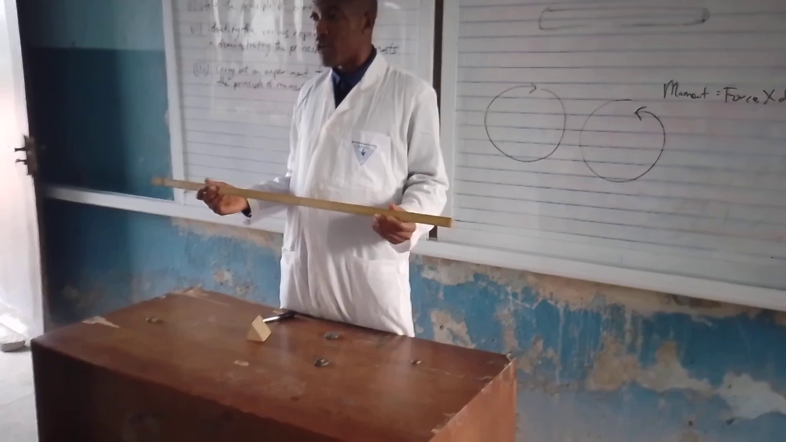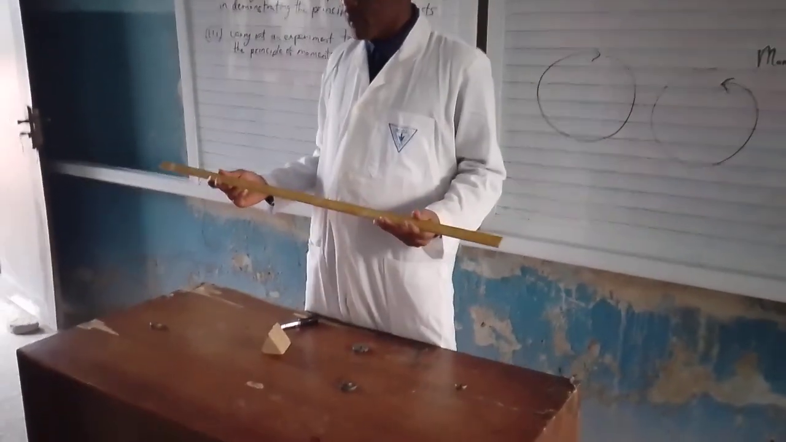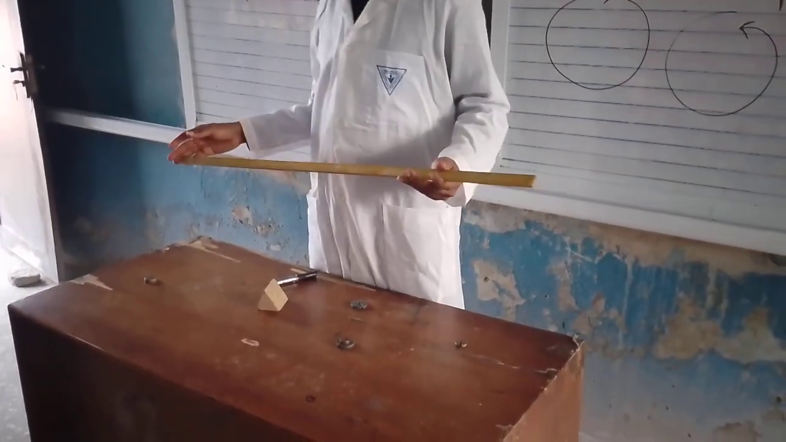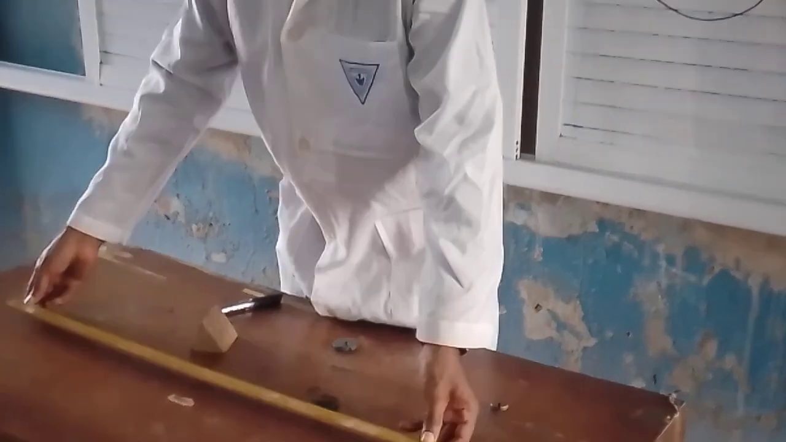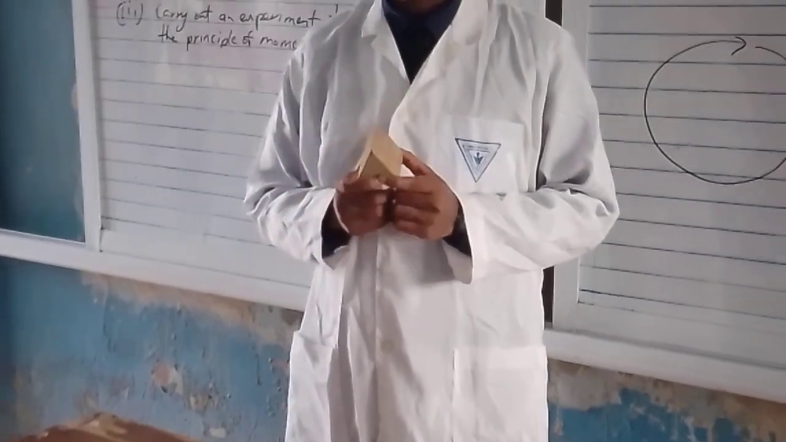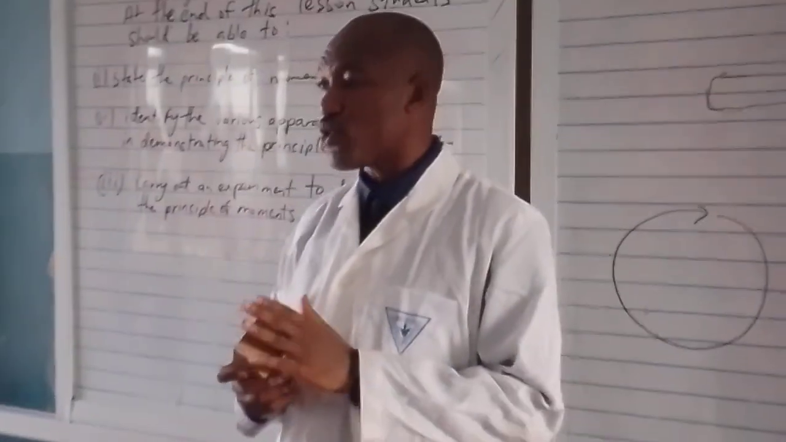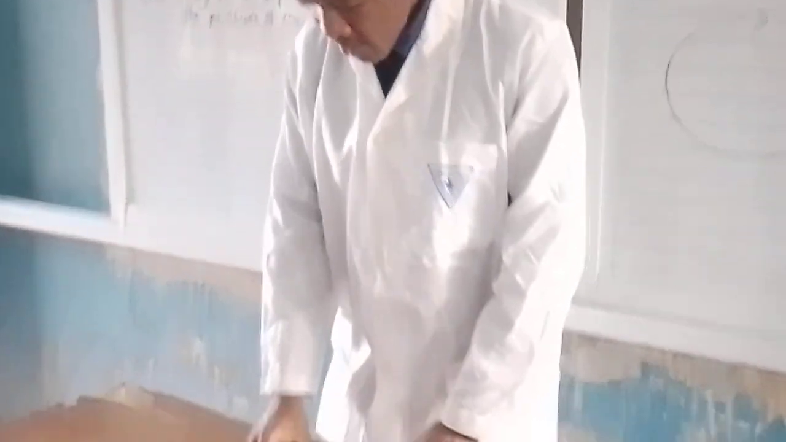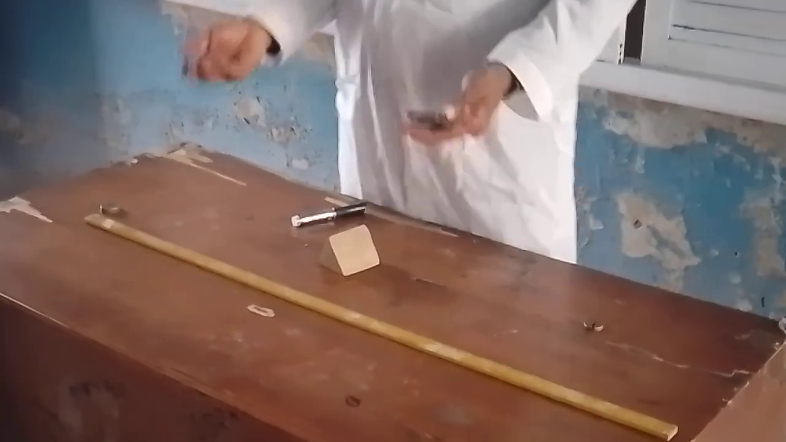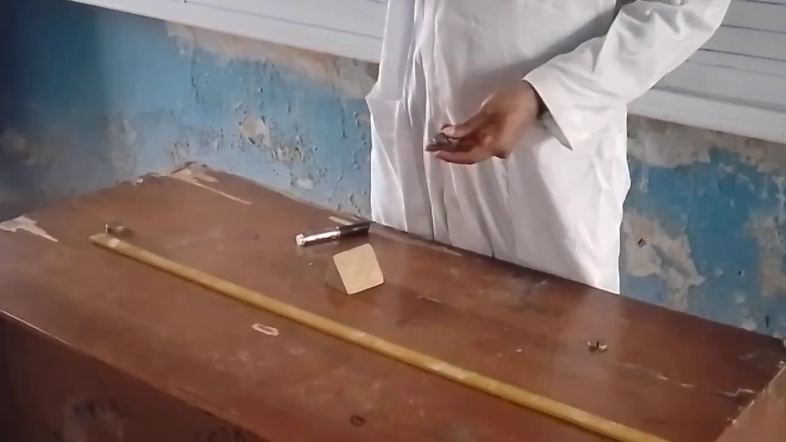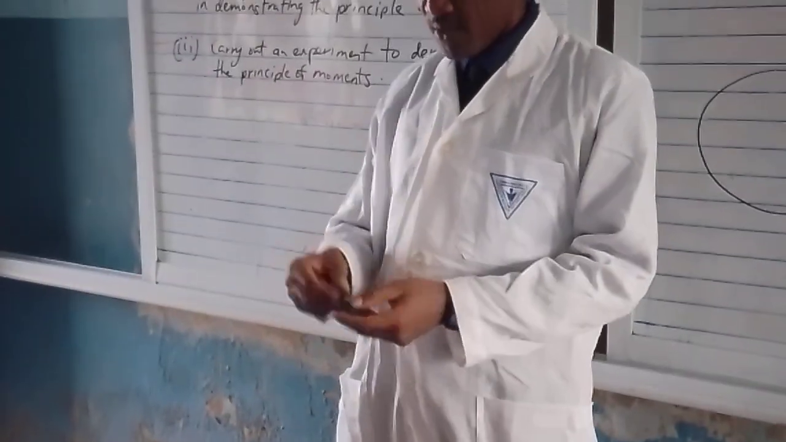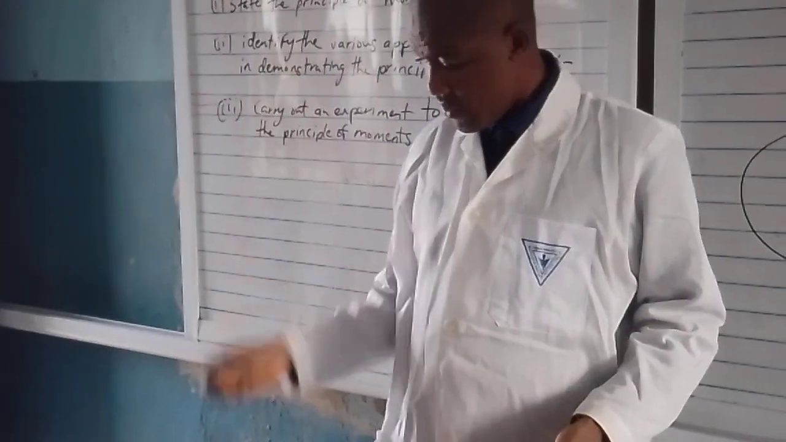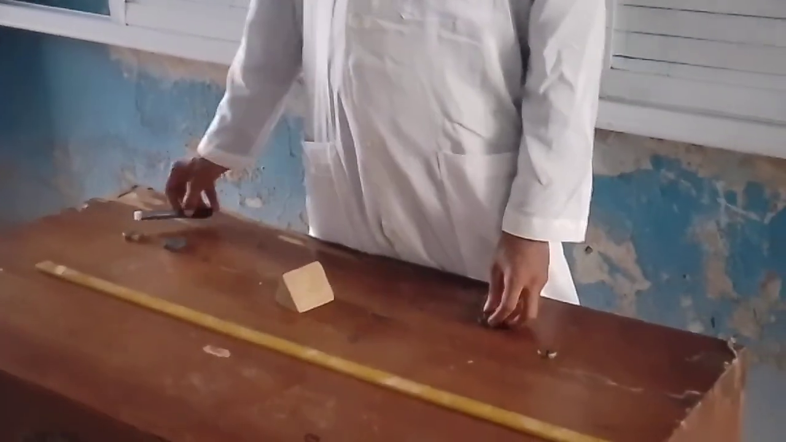To demonstrate the principle of moments, we have some apparatus that will help us. This one is called a meter rule. The length from here to here is 1 meter or 100 centimeters. Then we have this here, which is called a pivot or a knife edge in physics, just like a triangular slab. Then we have a couple of masses with different weights. This is 20. This is 50. This is 50 again. This is also 50. We'll use them to demonstrate our principle of moments.